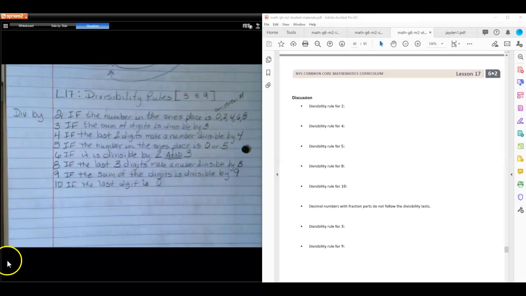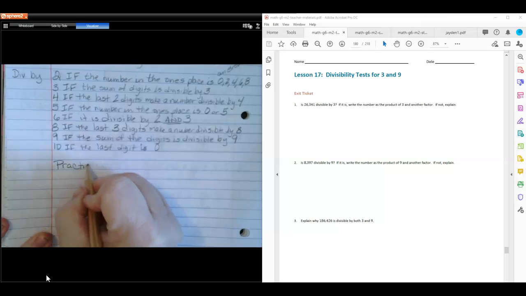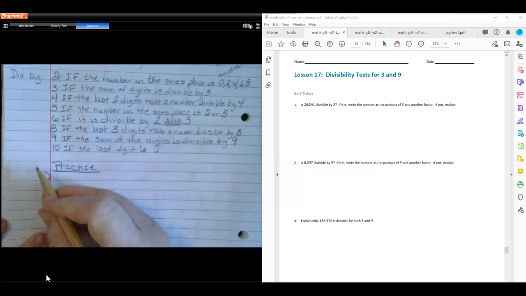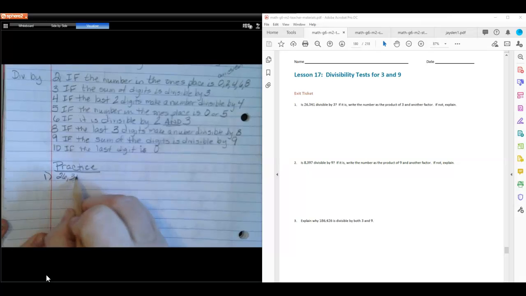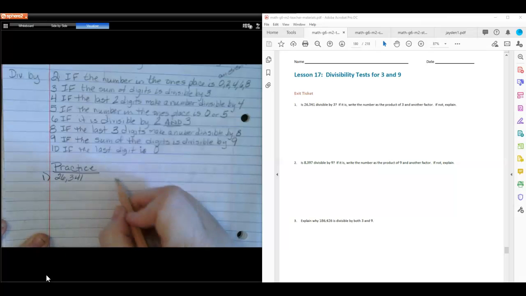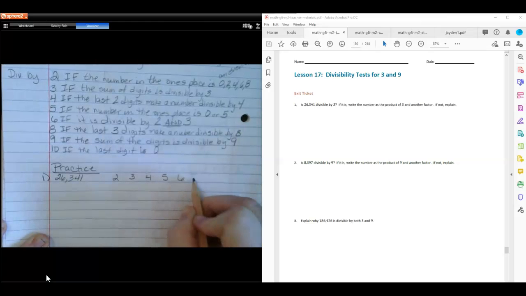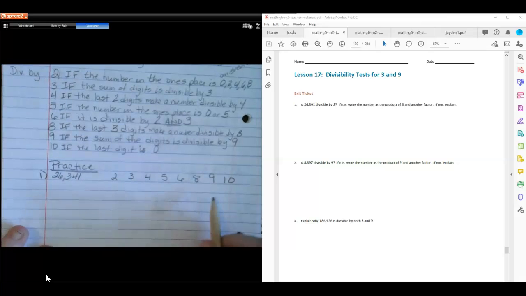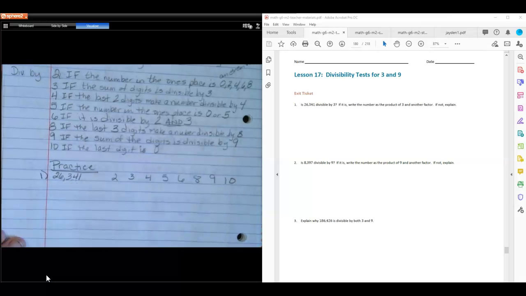Okay, so we're going to do some examples now. Here we go. Let's look at some problems here. For number 1, we have 26,341, and we want to know, is it divisible by, I'm just going to put all the numbers, 2, 3, 4, 5, 6, 8, 9, and 10. So which one or ones can this number be divided by? So let's look at our rules.